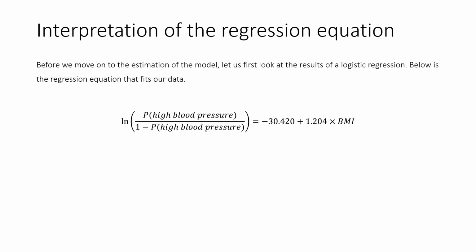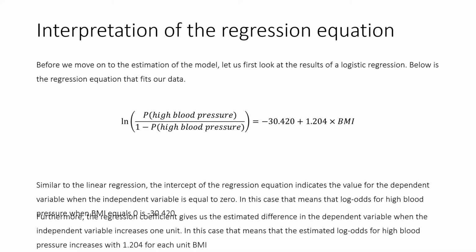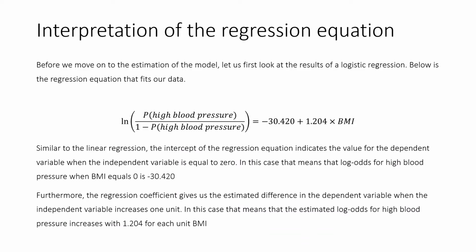So the log odds on high blood pressure is equal to -30.42, which is the intercept, plus 1.204, which is the regression slope, times BMI. The good thing is that most of this interprets exactly in the same way as we saw with linear regression. So for instance, the intercept of the regression equation indicates the estimated value for the dependent variable when the independent variable is equal to 0.